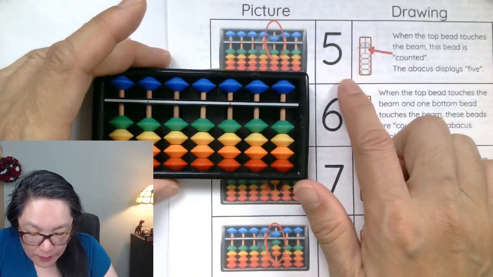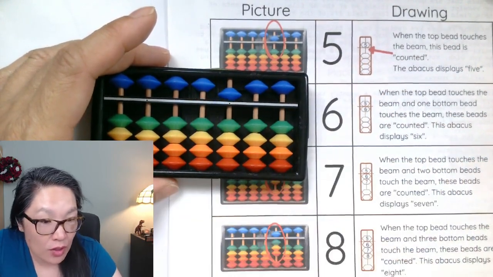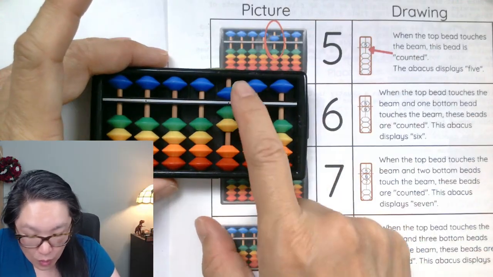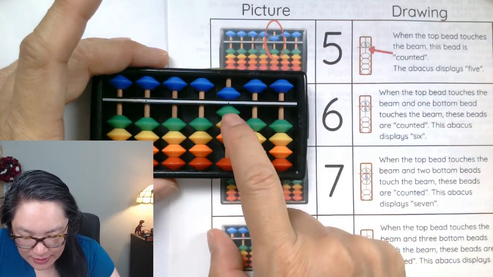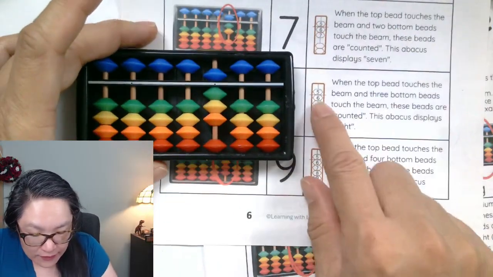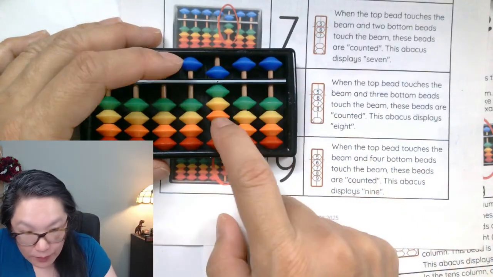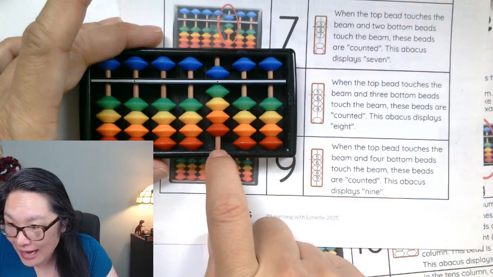So we're going to come back to here. We have 5. This is a value of 5. The top bead always has a value of 5. And this is 6. After 6, we have 7. 5, 6, 7. And then this is 8. 5, 6, 7, 8. So when we look, 8 looks like this. 8 has 1 bead on top and 3 beads on the bottom. And then we have 9.